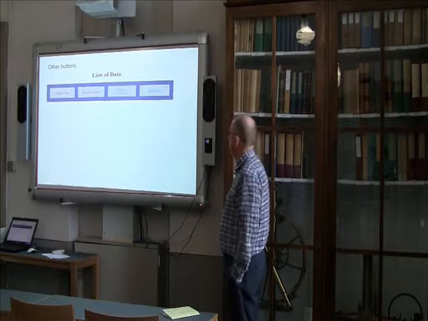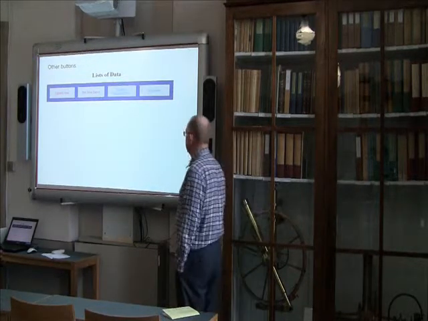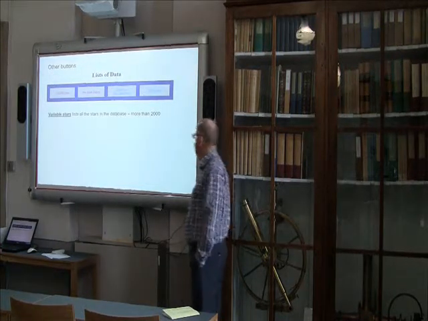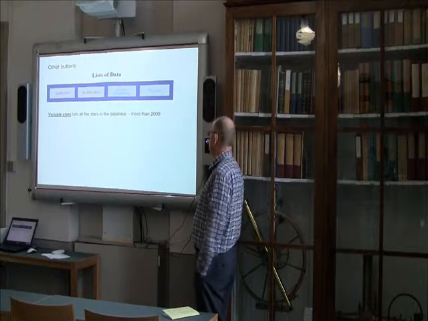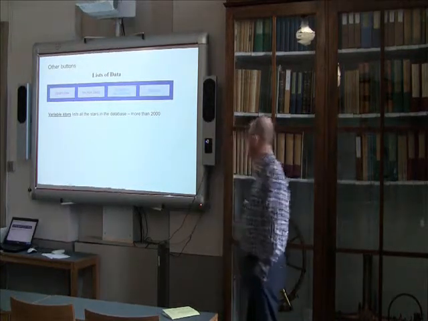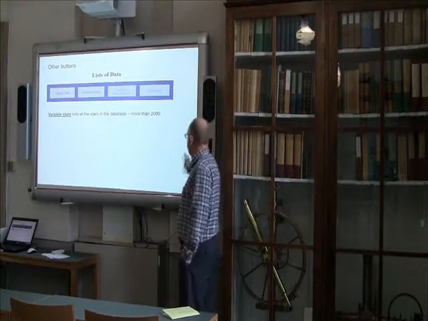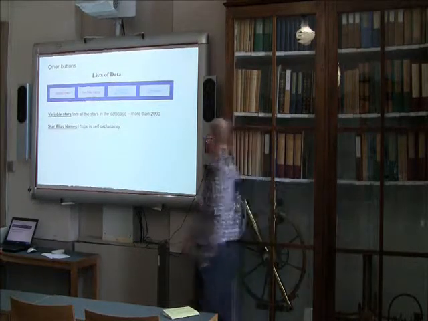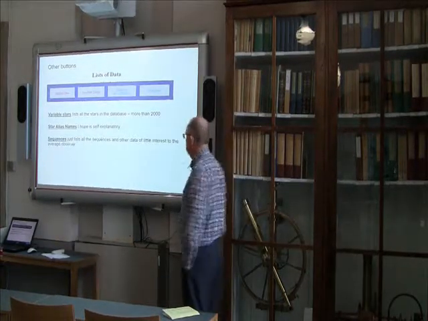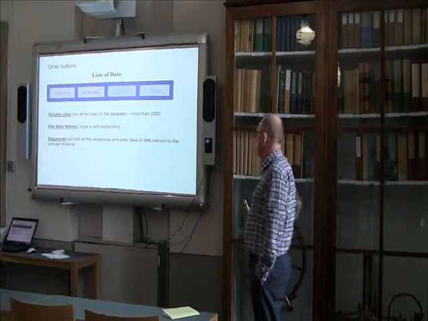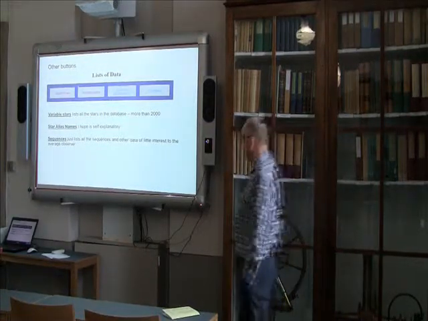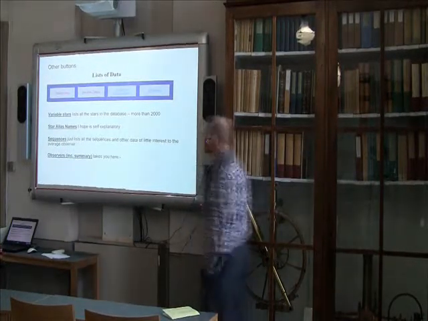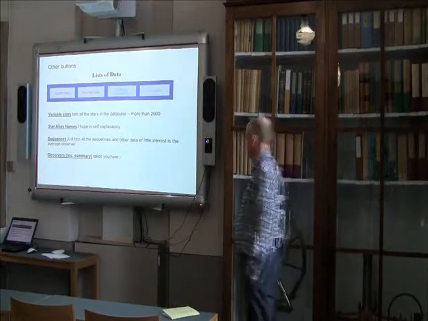Other buttons: variable star, alias names, observers and sequences. The variable star list has all the stars in the database, more than 2,000. Star alias names. Sequences just lists all sequences and other data of little interest to the average observer. And observers, including summary, takes you here.